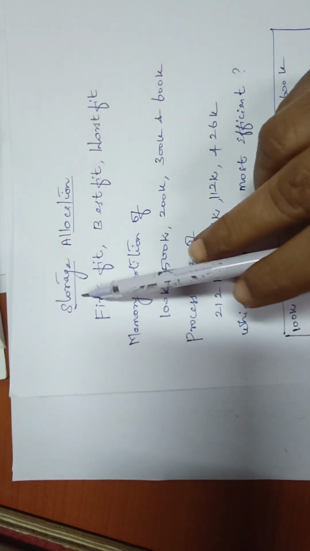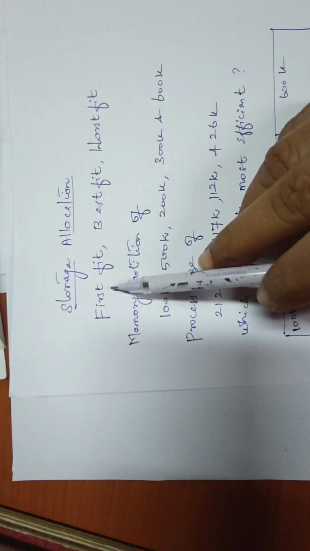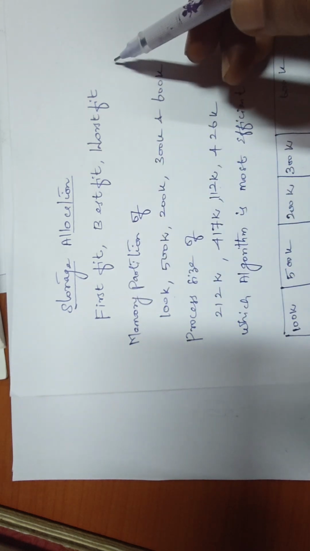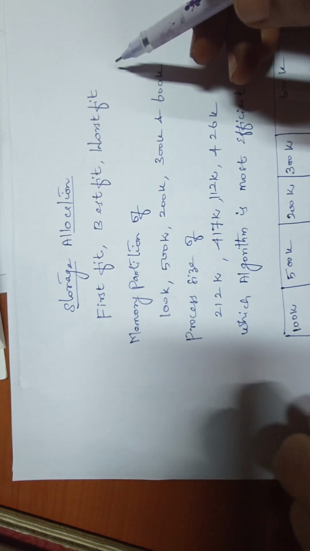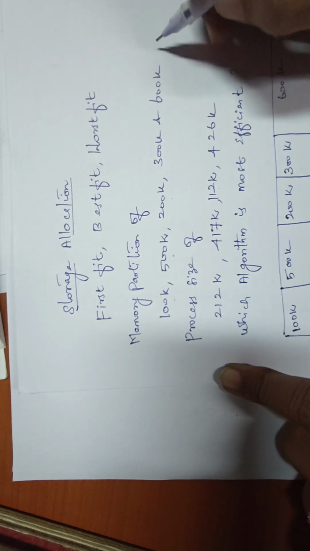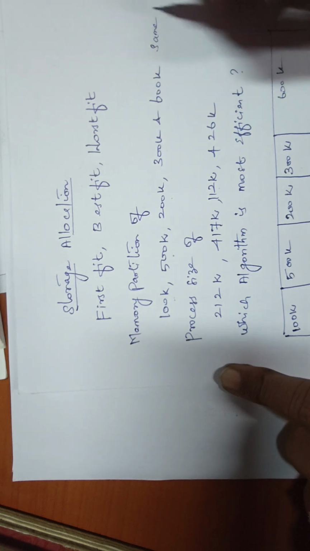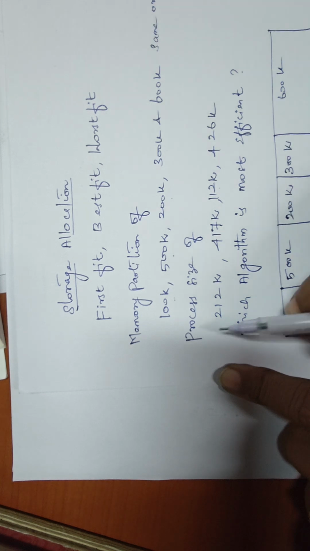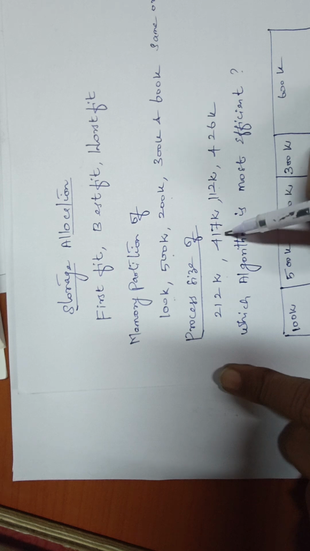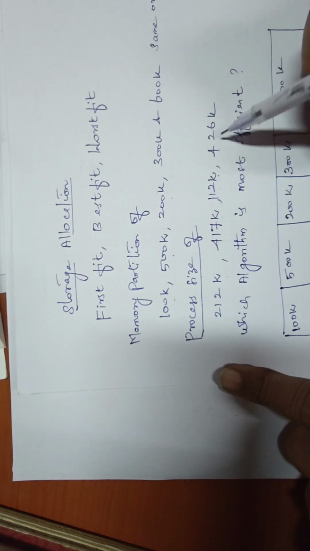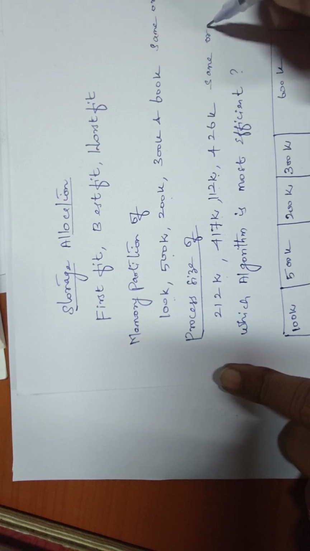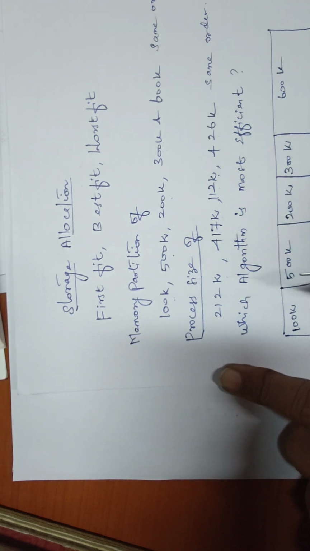So here let us consider the dynamic storage allocation problem, which goes with first fit, best fit and worst fit. We have three different algorithms. The given memory partitions are 100K, 500K, 200K, 300K and 600K, in the same order. And the process sizes are 212K, 417K, 112K and 426K, in the same order. So the memory size is given and the process size is given.